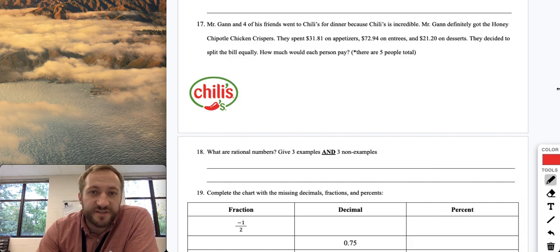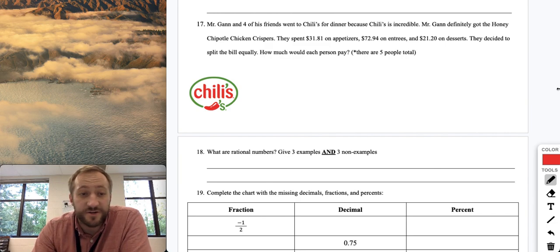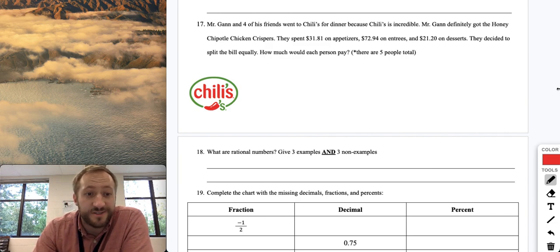Mr. Gann and 4 of his friends went to Chili's for dinner because Chili's is incredible. That is a true story. Chili's is unbelievable. It's one of my favorites. I love it. Mr. Gann definitely got the honey chipotle chicken crispers. Absolutely he did, with extra ranch. They have the best ranch at Chili's.